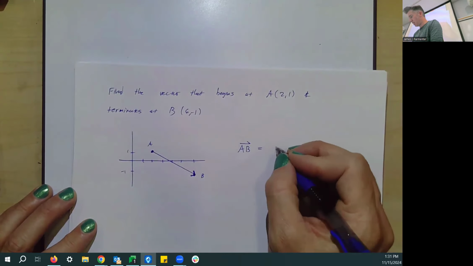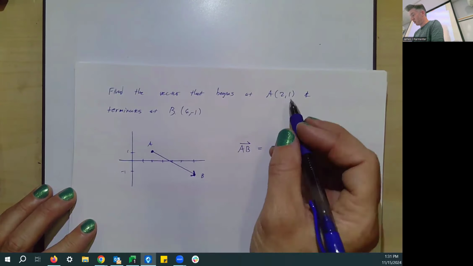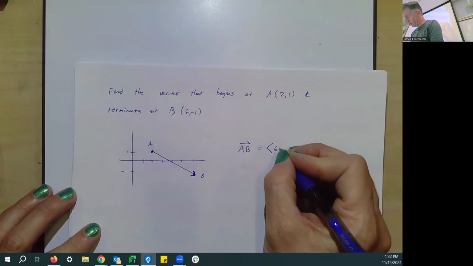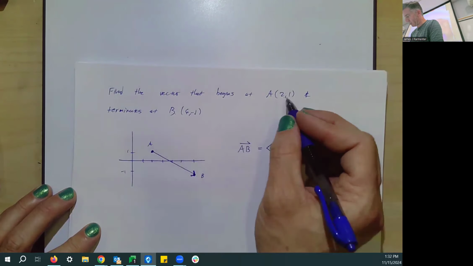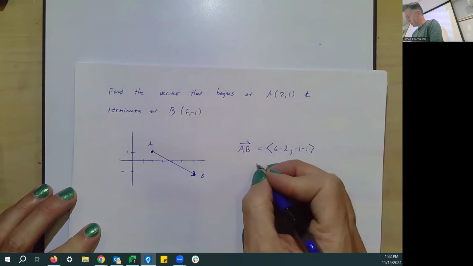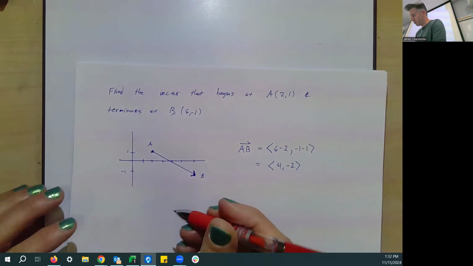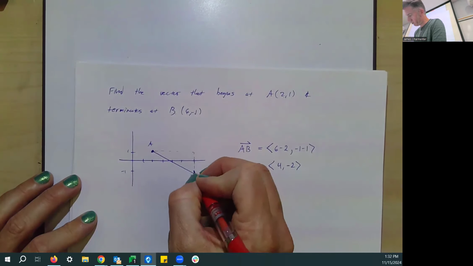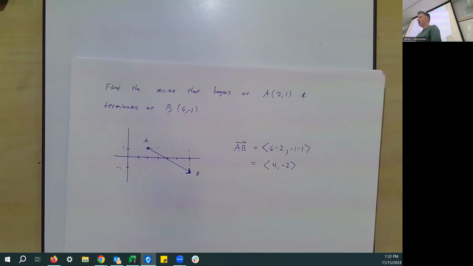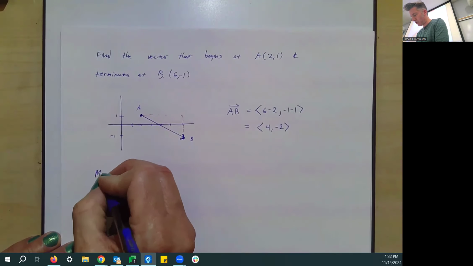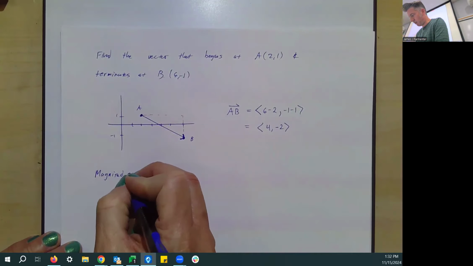We find the coordinates just by taking the coordinates of the terminal point and subtracting the coordinates of the initial point. So we could write it as 6 - 2 for the first coordinate and -1 - 1 for the second coordinate, which is going to end up being 4 comma -2, which seems reasonable, right? We went over 4 and down 2. A lot of the things about vectors work as you would expect them to, which is nice. Why don't you all find the magnitude of vector AB?